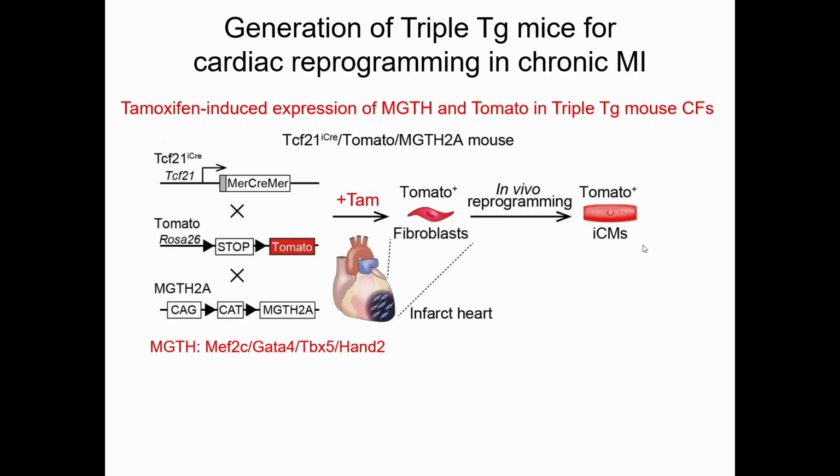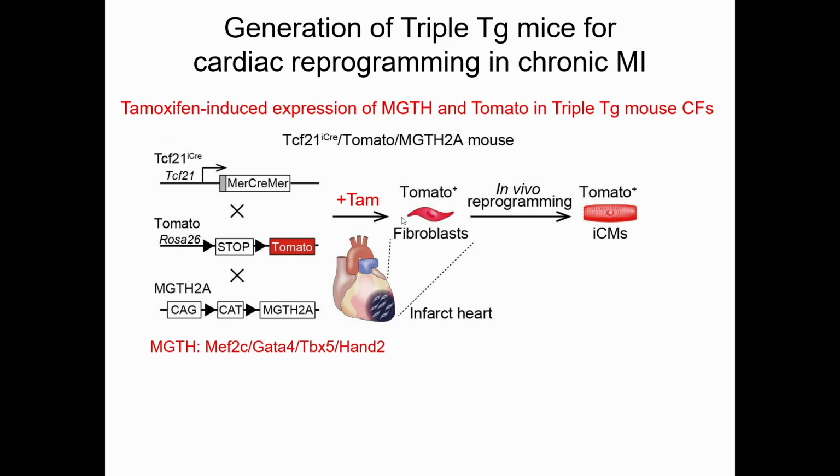So to test cardiac reprogramming in chronic MI, we generated a triple transgenic mouse: TCF21-iCre, cross tomato, and MGTH2A mice. Because, as you know, the mouse is very small, we can do viral vector injection in acute MI, but in chronic MI it's very difficult and challenging for technical reasons. So that's why we use tamoxifen-induced expression of MGTH and tomato in resident cardiac fibroblasts by using TCF21, a cardiac fibroblast-specific Cre line.